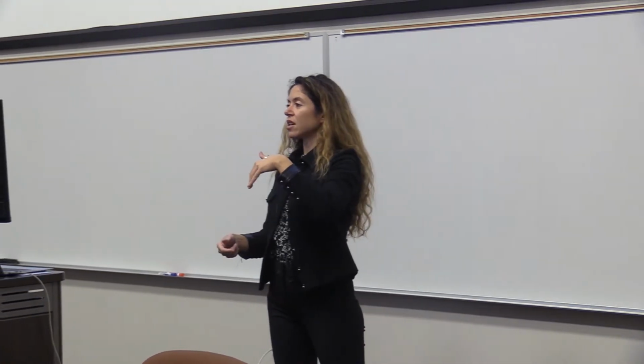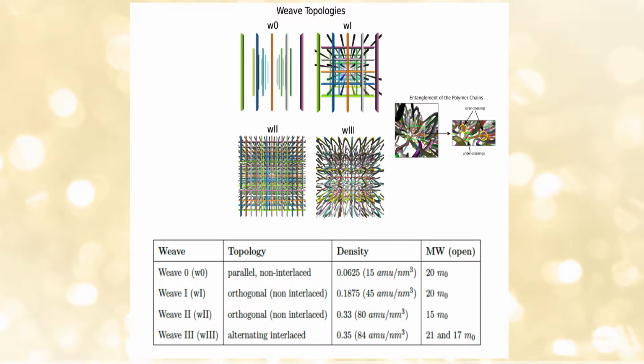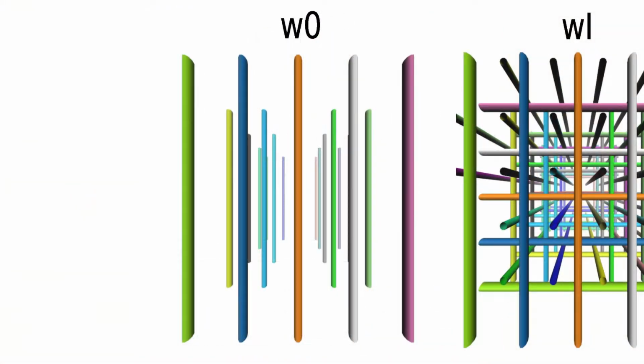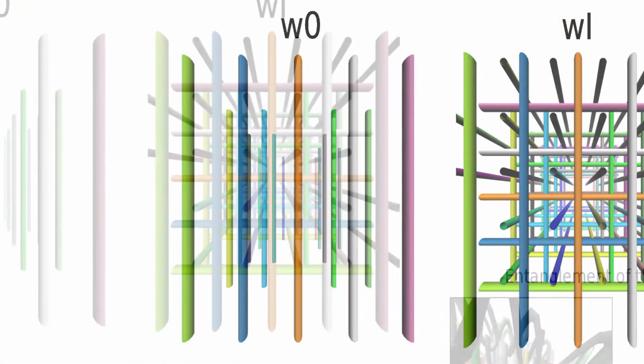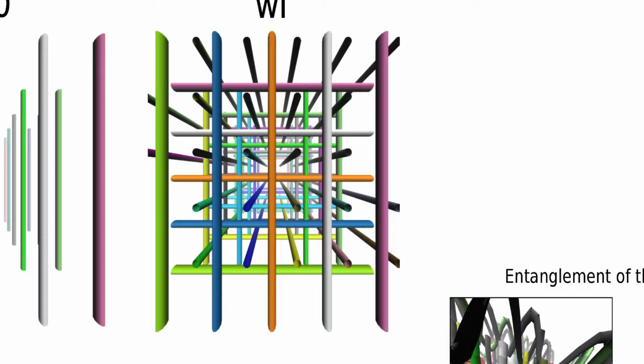So what we will do is look at 4 different systems. They will have the form of a weave. The first one, weave 0, will be just parallel curves. The second one will be an orthogonal weave, okay? So parallel curves in 3 directions.